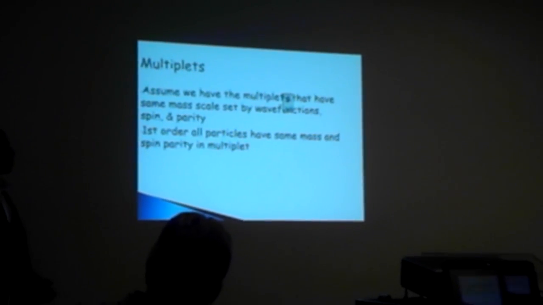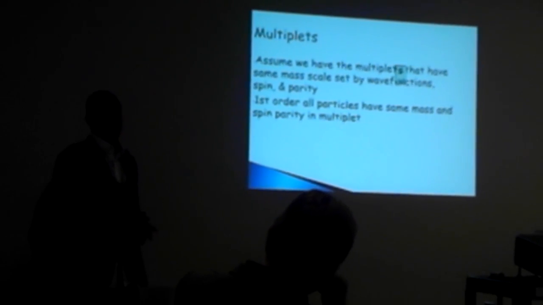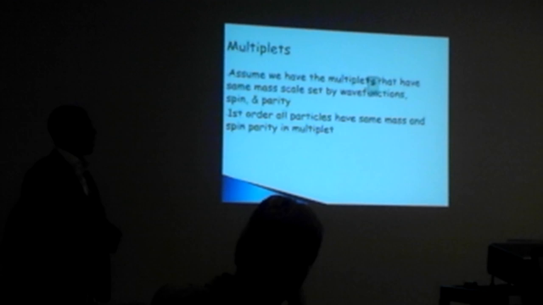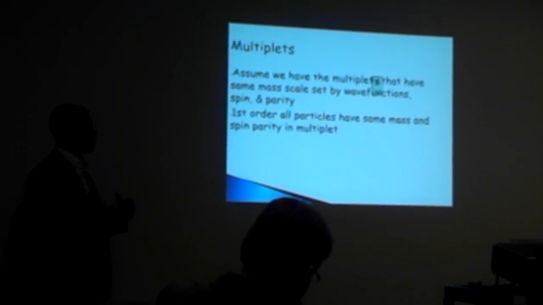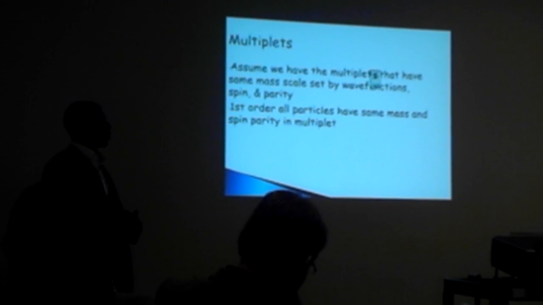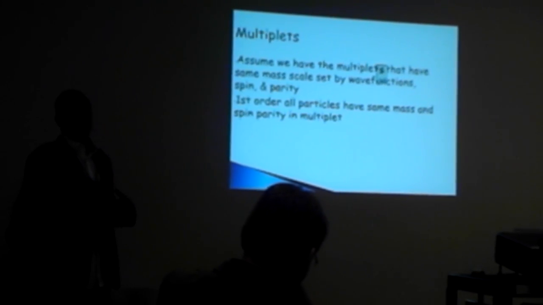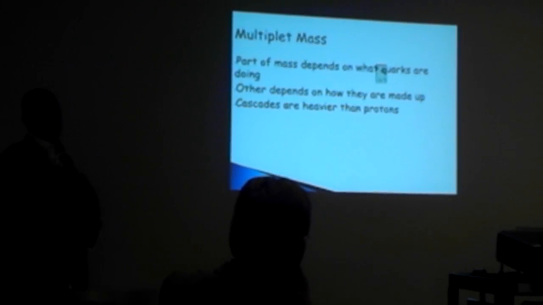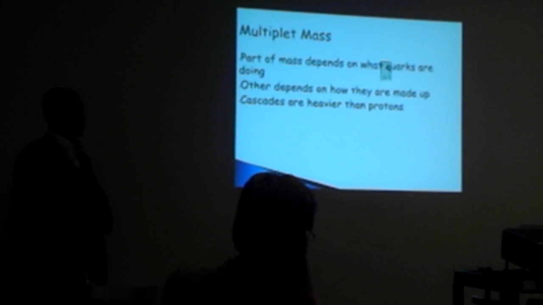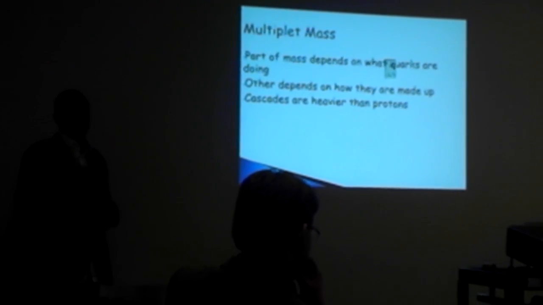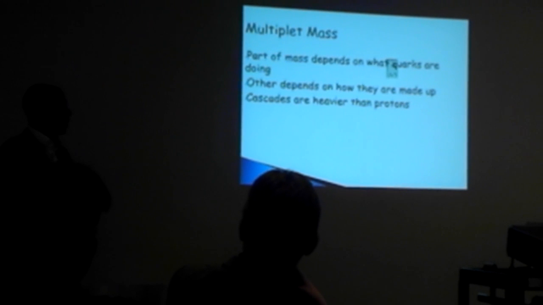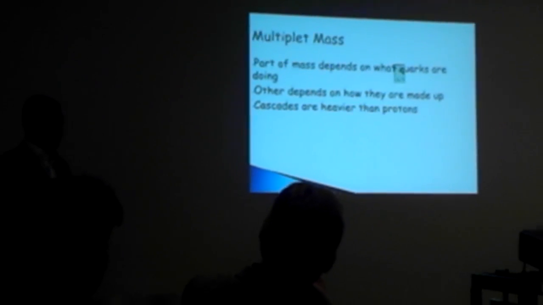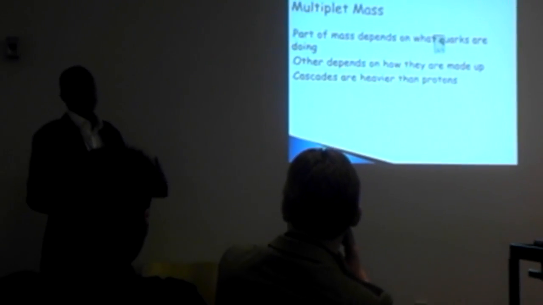Now looking at the multiplex, just to recap everything I just gave you, we assume that we have multiplets that have the same mass scale set by the different wave functions, spin, and parity. So all the first-order particles have the same mass and spin parity in the different multiplets. In regards to the multiplet mass, part of the mass depends on what the quarks are doing, if they're being stretched, if they're just hanging out, if they're spinning, and the other depends on how they're made up. So when we study the cascades, they actually have similar properties to the protons, but they're just much heavier.